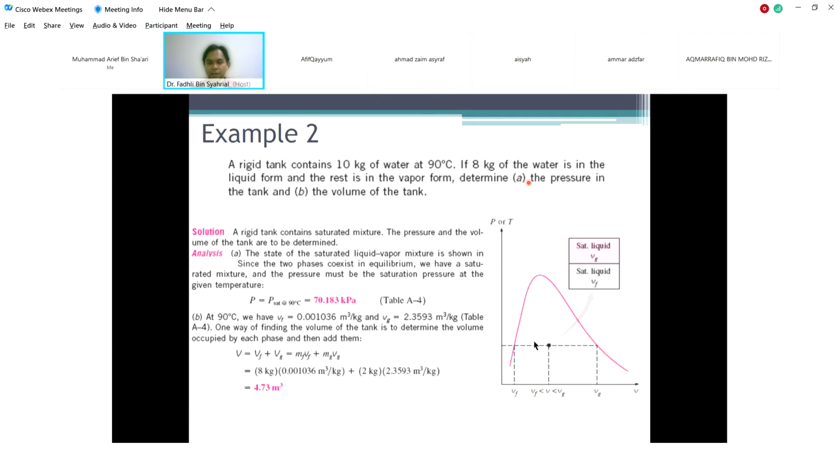Next, determine A, the pressure. So pressure, question mark. Then the volume of the tank, total volume, question mark as well. Okay, this is the first step. Second step, draw the PV or TV diagram. As shown in my slide, you can draw P-v or T-v diagram.